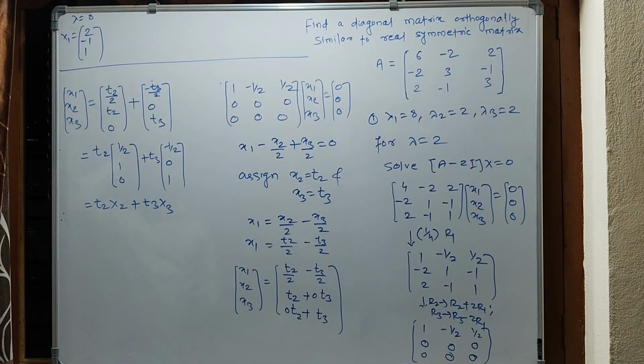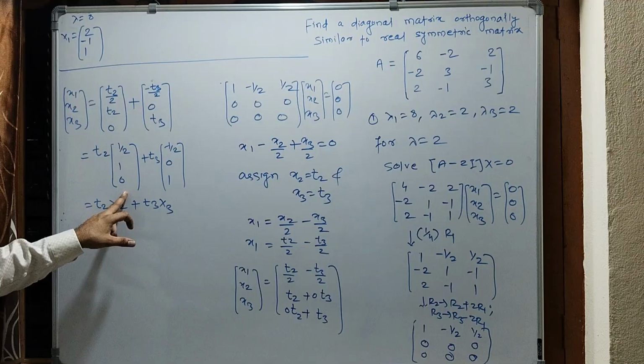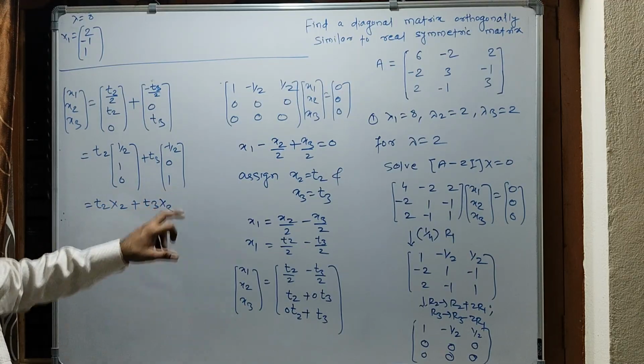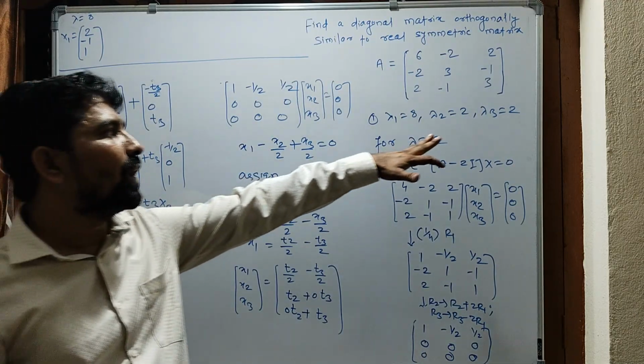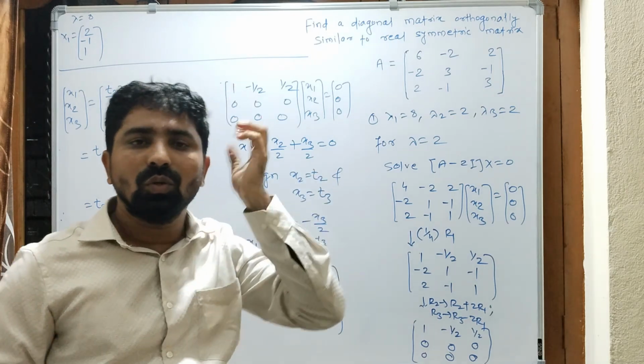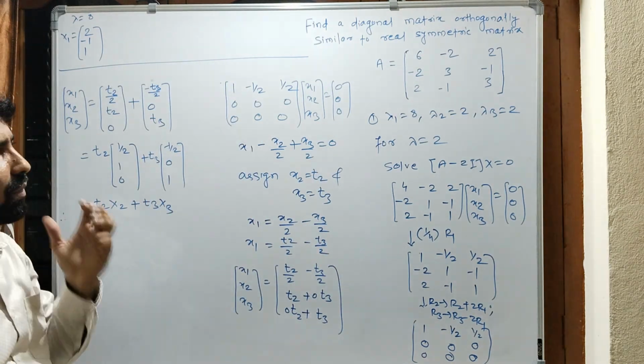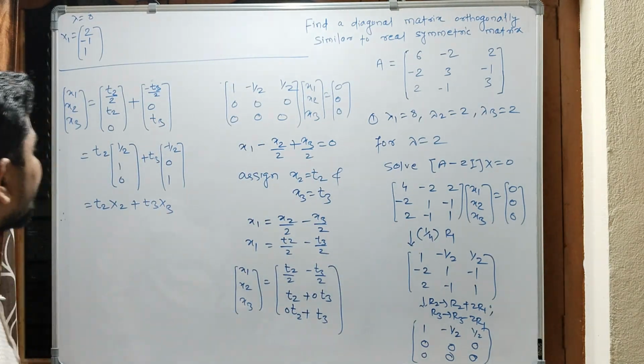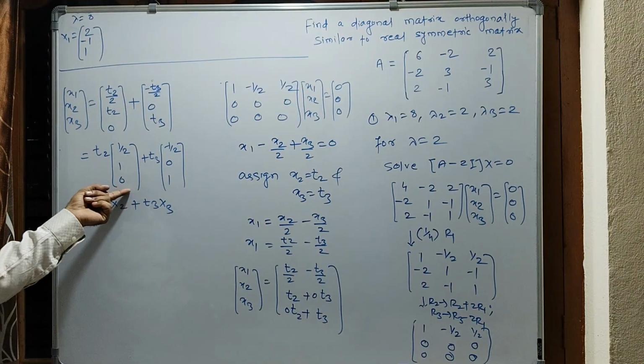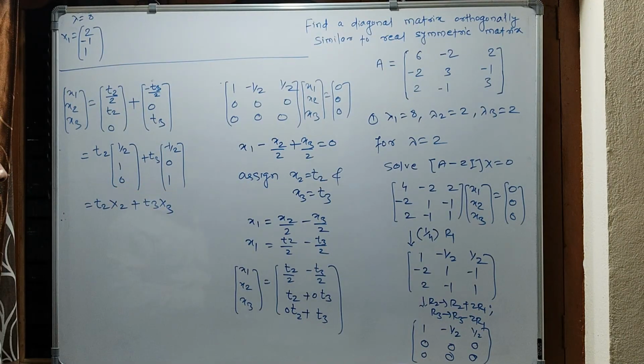So I am assuming this is the eigenvector x2 and this is the eigenvector x3 corresponding to the eigenvalue lambda 2. Here lambda 2 and lambda 3 are the same eigenvalue. That's why I got these two eigenvectors corresponding to the eigenvalue lambda 2 equal to 2.